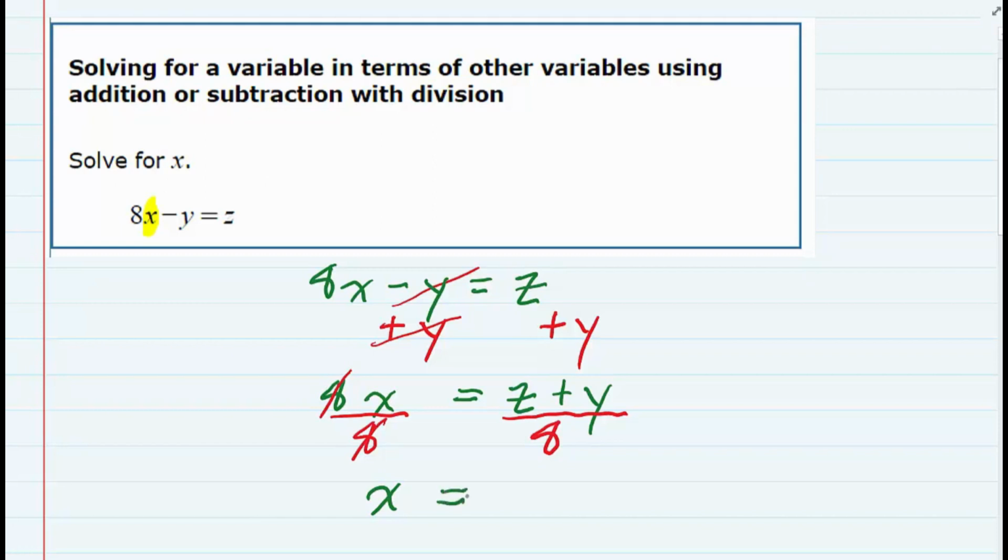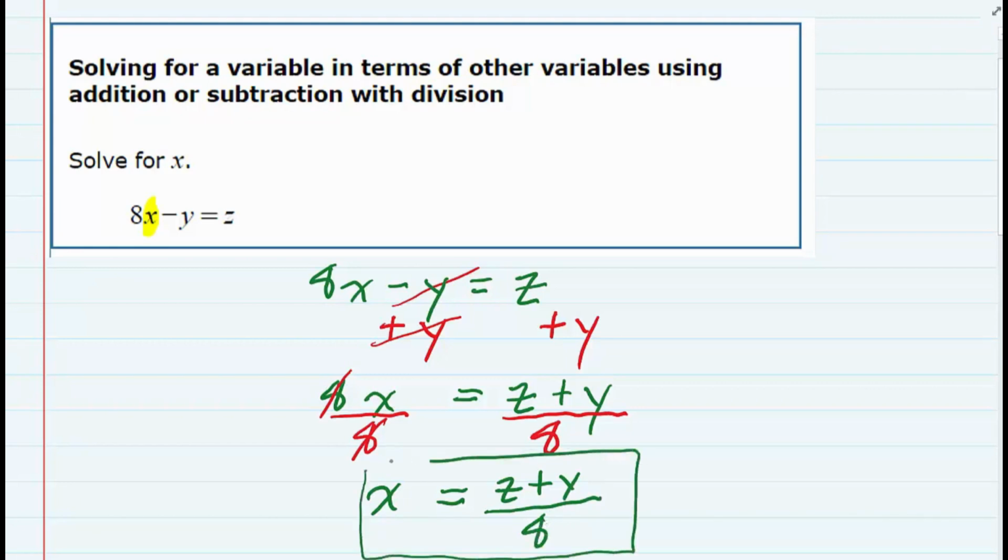On the right hand side, no simplification can be done there. I've got a complex fraction with a z plus y in the top and an 8 in the bottom, and since it doesn't simplify, my answer is complete.